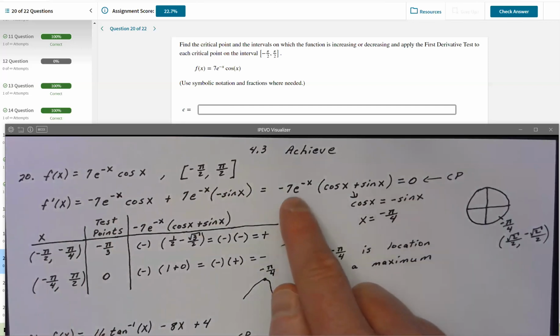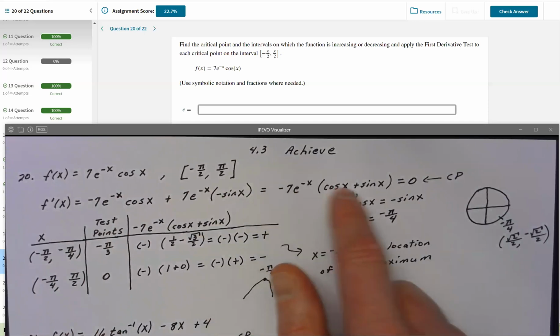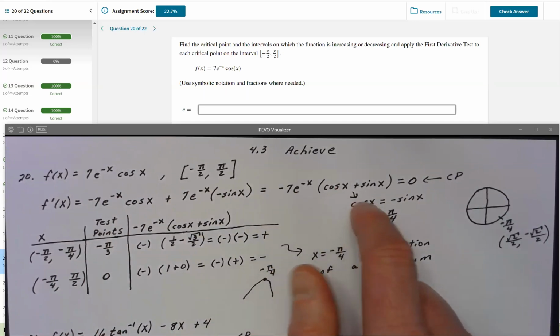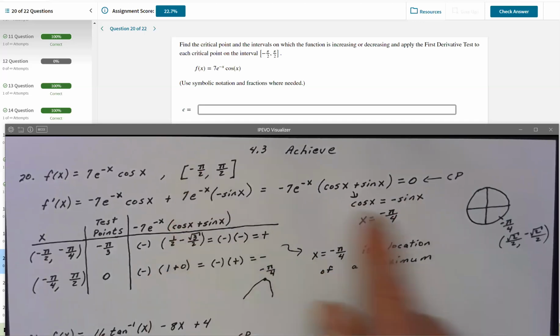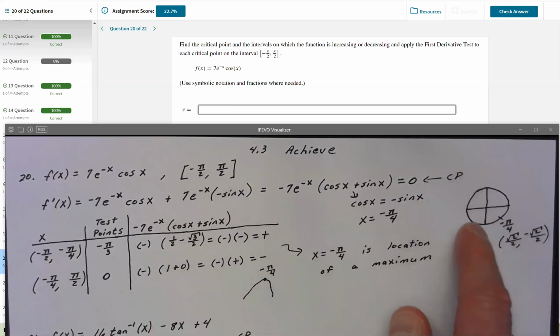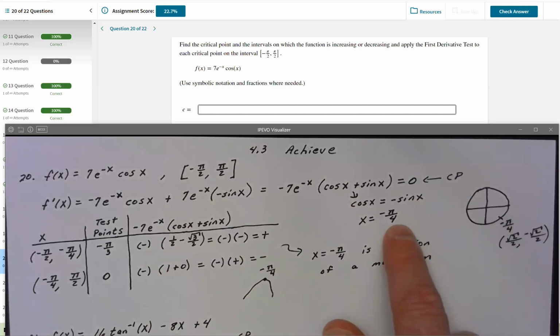Okay, you know an exponential function can never equal 0. That factor is always going to be negative. Set my second factor equal to 0 by just saying, well, that's going to be true when the cosine is equal to the negative sine. And then if you just think about your unit circle, that should be pretty easy. We are only looking at angles between negative pi over 2 and pi over 2. The only angle in that region in which the cosine is the negative of the sine is at negative pi over 4. At that angle, the cosine is the negative of the sine. So we can say, okay, negative pi over 4 is our critical point.